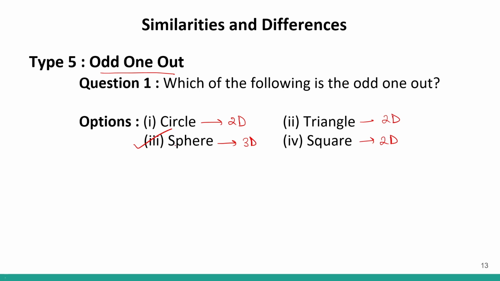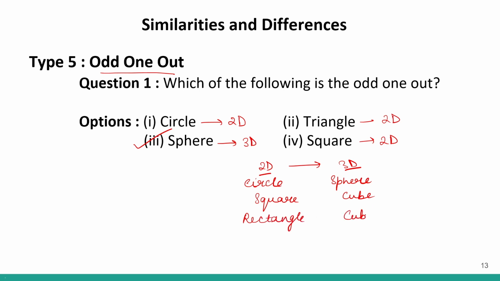Now while we were doing object and shape analogy, we discussed 2D figures, and what their corresponding 3D figures are called. So for circle, the corresponding 3D figure was called sphere. Similarly, for square, it was called cube. For rectangle, it was called cuboid. And for triangle, you can either call it a prism or you can also call it a pyramid. So this is important to remember.